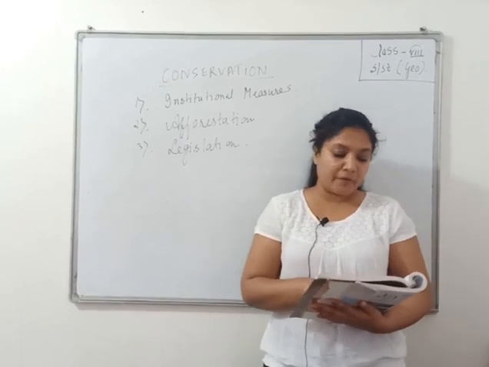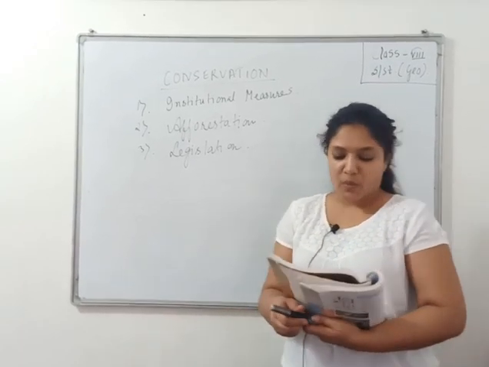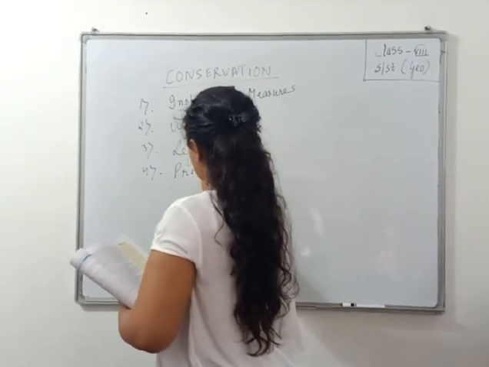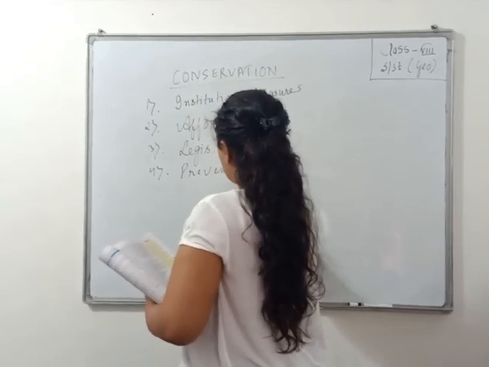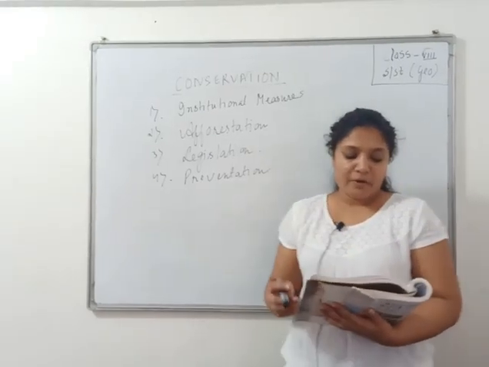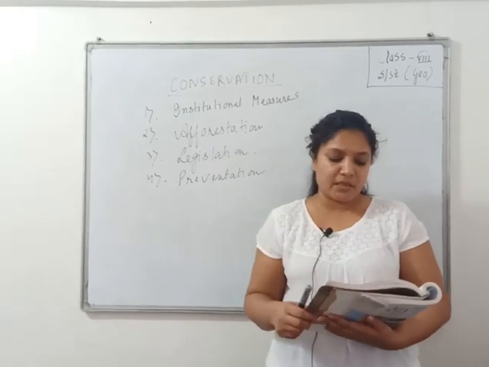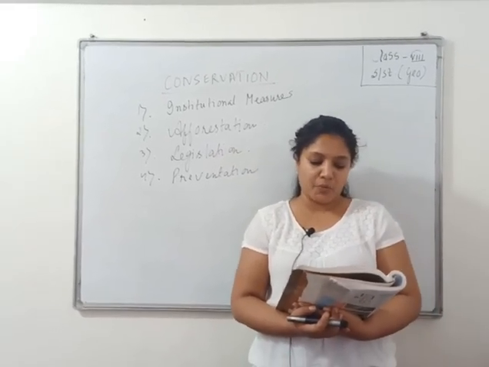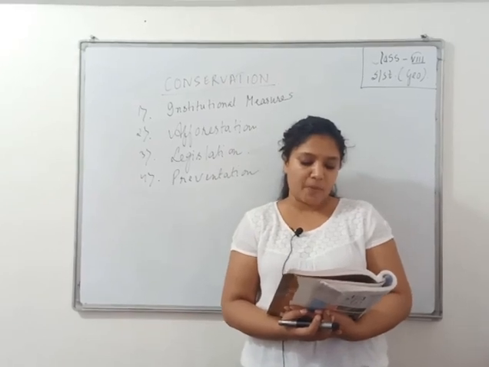Then next comes prevention. Now prevention means what? Preventing loss. What does the word prevention mean? To protect, right? Now prevention: preventing loss on account of calamities like flood and forest fires. Some fires occur naturally and others due to negligence. Both can be prevented by proper planning.